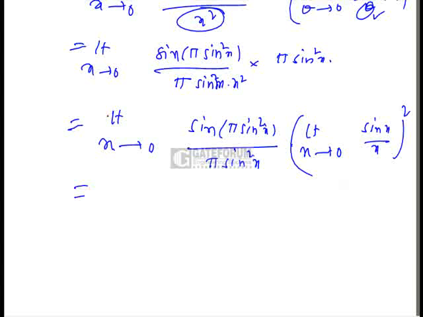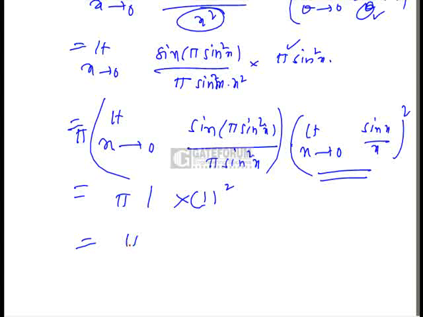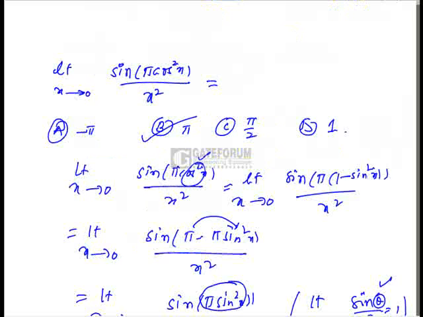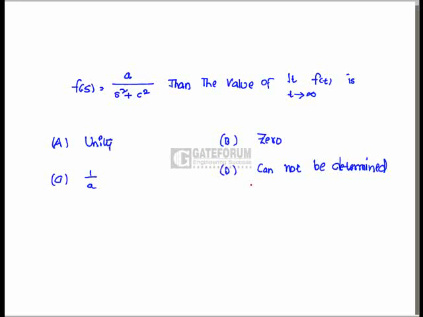Now, we know sine theta by theta is 1. So what will be this function? 1. So what will be this limit? 1 square, and we are left with this pi. So the answer is pi. That is option B.